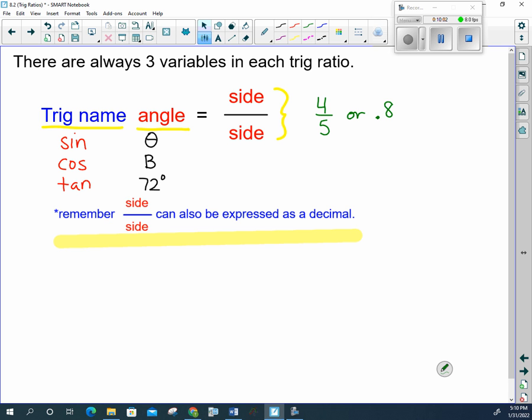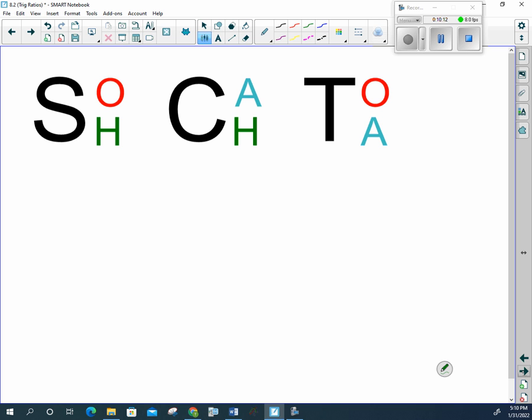But every time you use a trig ratio, you need to follow that setup. You need to have a trig name, something to represent the angle by, and then equal to whichever two sides match your trig name. So this SohCahToa is the acronym that a lot of people use to help them remember how it works. So S stands for sine, O stands for opposite, H stands for hypotenuse. And then in the Cah, the C stands for cosine, A for adjacent, and H for hypotenuse.